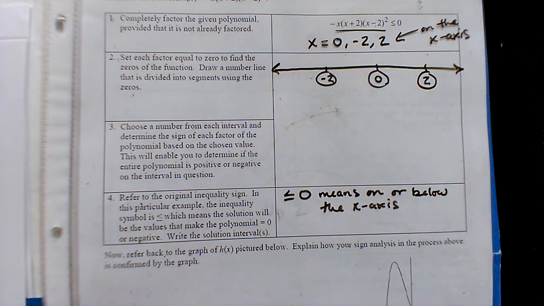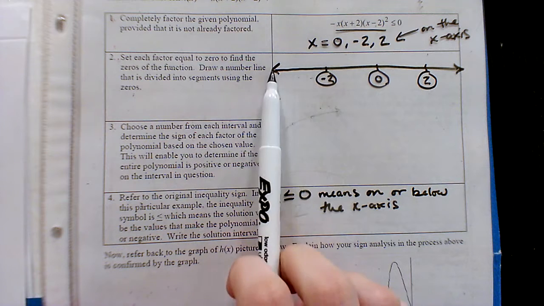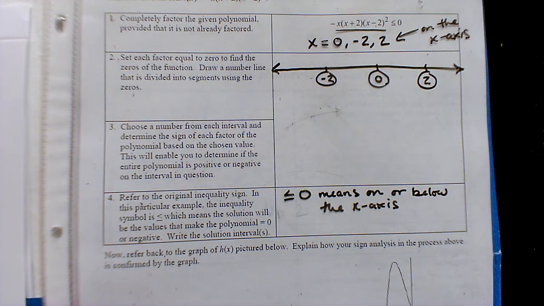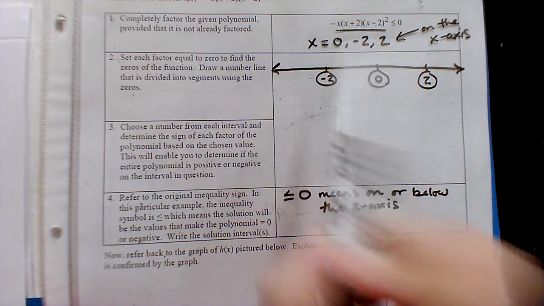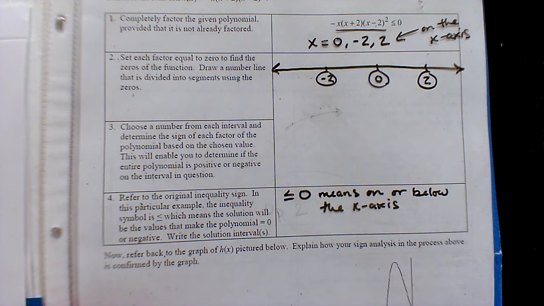So if we know we're on the x-axis at those locations, we have to figure out, are we above or below the x-axis in between those values? Kind of what's happening graphically in between the x-intercepts. So pick any number you want between negative infinity and negative 2. Good, Marie? Negative 4. Okay, so let's go ahead and plug in negative 4 into the factors.